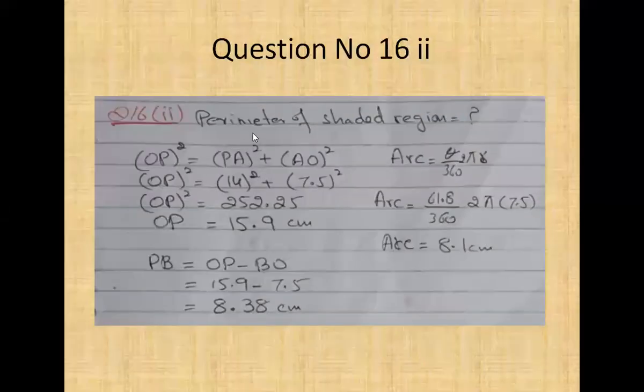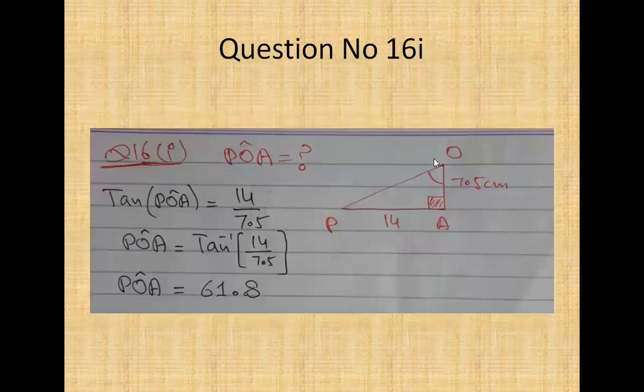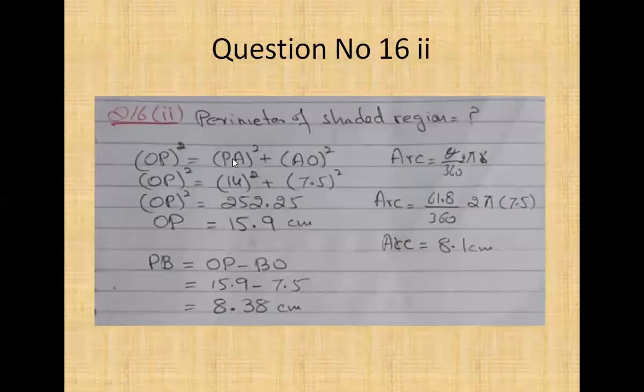The perimeter of the shaded region is the question. So I will apply the Pythagoras theorem on this triangle, and I will try to find the length OP. Hypotenuse square is equal to perpendicular square plus base square. So OP square will be equal to 14 square plus 7.5 square, and that will be 252.25. Take square root on both the sides, so you will have 15.9 centimeter. OP is 15.9 centimeter. From OP, I can find the PB, and PB is OP minus BO. BO is the radius, so 15.9 minus 7.5, and it will be 8.38.